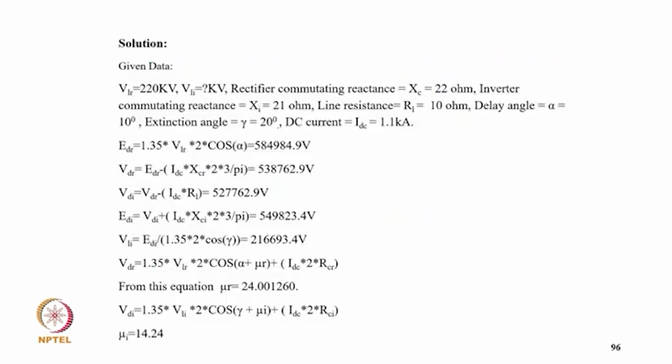Coming to the solution, the given data is VLR equal to 220 kV, VLI to be calculated, rectifier commutating reactance equal to 20 ohm, inverter commutating reactance XCI 21 ohm, line resistance is 10 ohm, delay angle alpha 10 degrees and extinction angle gamma 20 degrees, and DC current is 1.1 kA.